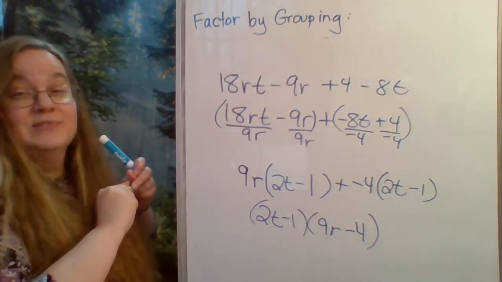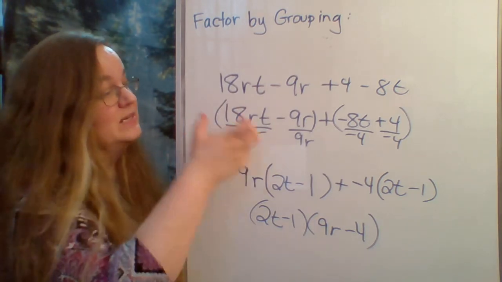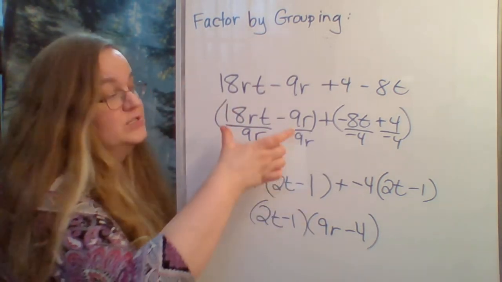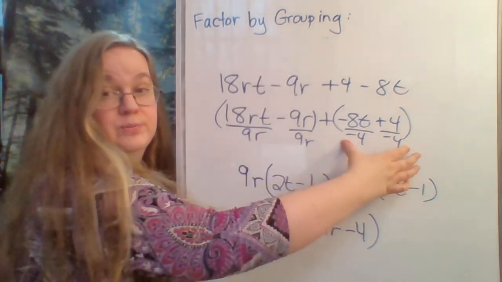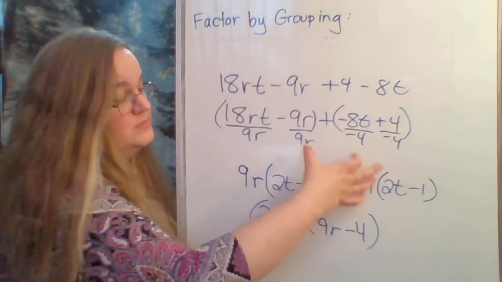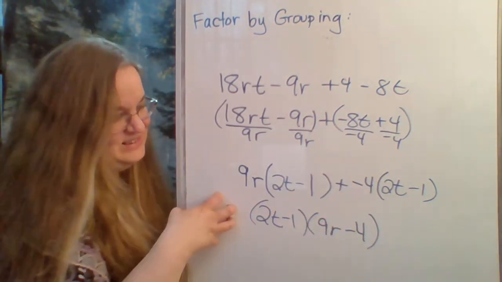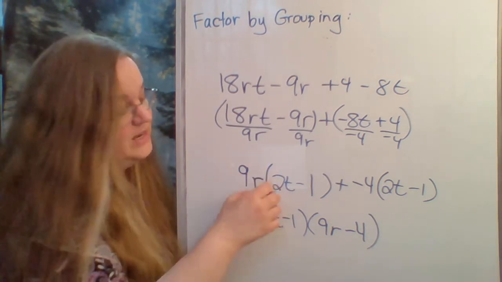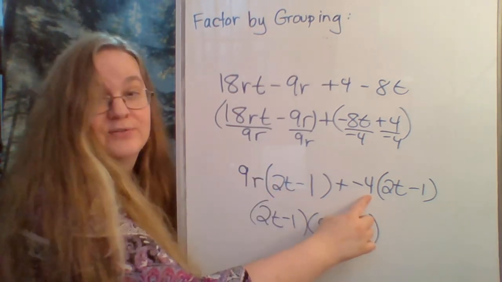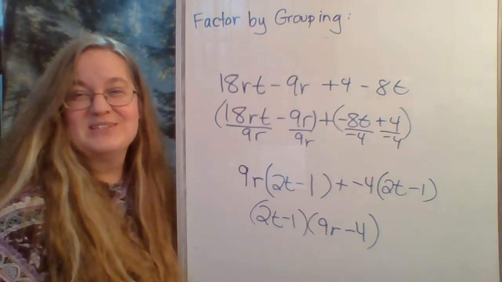Okay. This one's a little bit stranger, but again, take it in sequence. Group, do each of these as separate problems, and then you can pull out that binomial at the end, and the second binomial is what's left over. Okay? I hope this helps, and I'll talk to you soon.